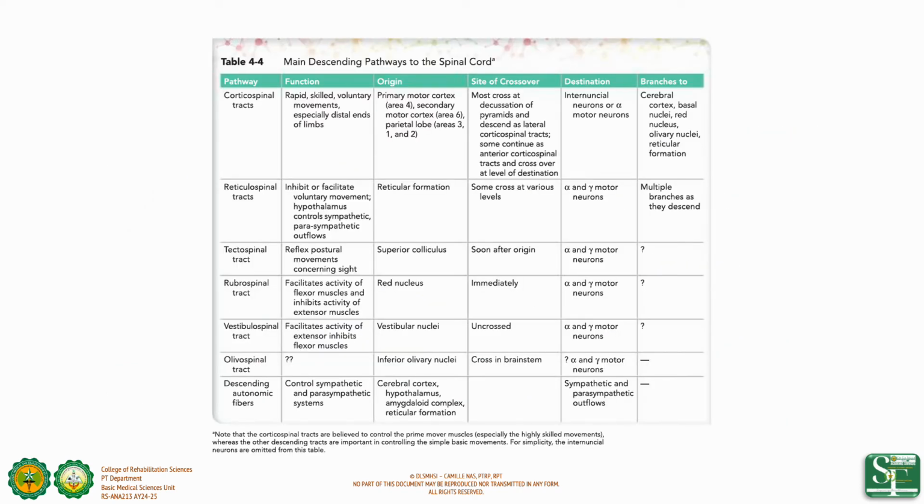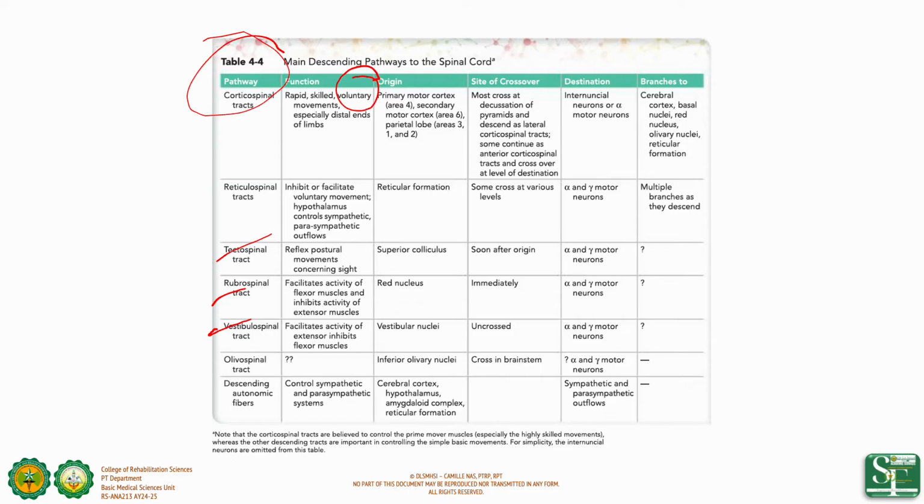So here is a table of your main descending pathways to the spinal cord. Pinakasikat here would be the corticospinal tract. So function is for rapid, skilled, please take note, voluntary. No? So lahat ng consciously tayong gustong gawin, gustong movement, corticospinal tract. Kasi meron tayong for involuntary. Yung mga involuntary, it's unconscious movement, and those would be example, meron tayo sa vestibulospinal, rubospinal, tectospinal. Tectospinal sa mga reflexes din, no?